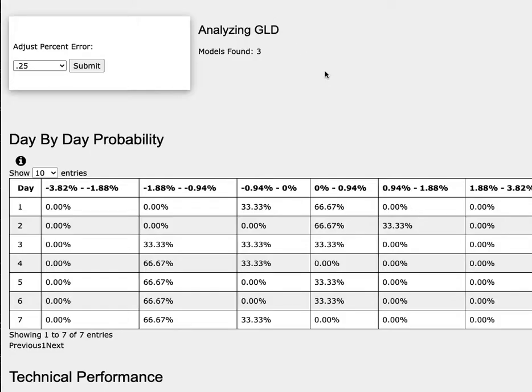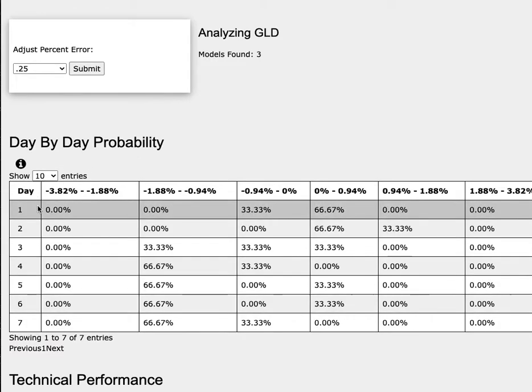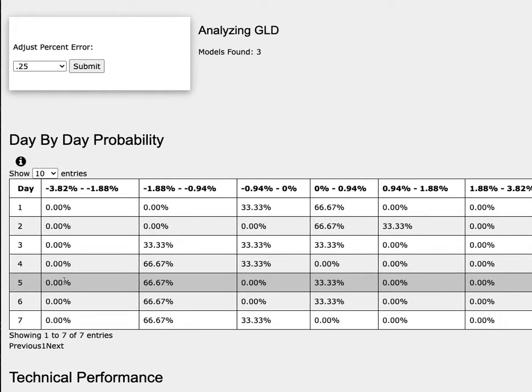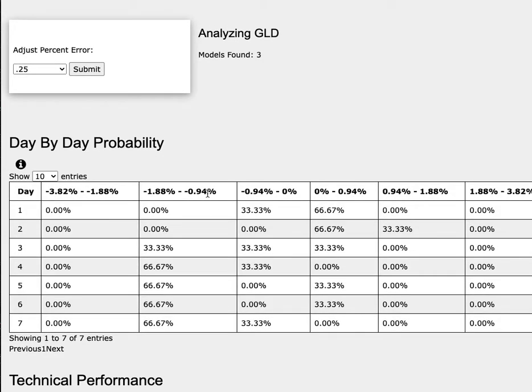So how did I develop the trade ideas? It all comes from the day-by-day probability model. As we progress to the 5th day of weekly trading, gold futures has a 33% chance to climb between 0 to 1%, and to the downside it has a 67% chance to fall between -1 to -2%.